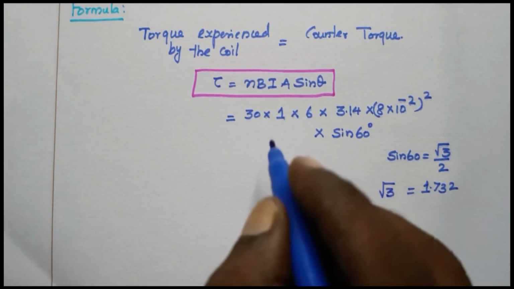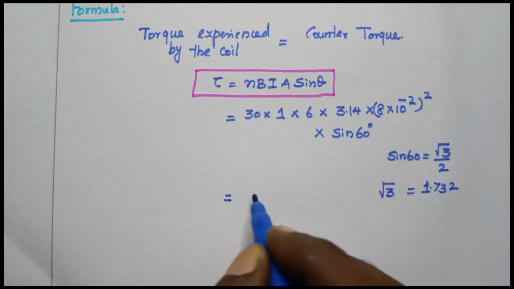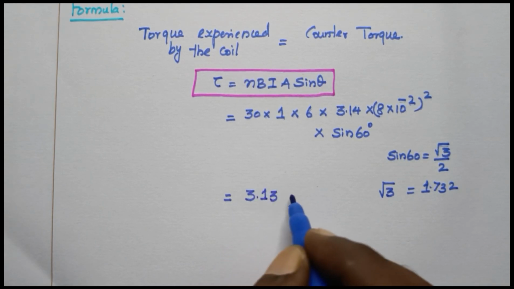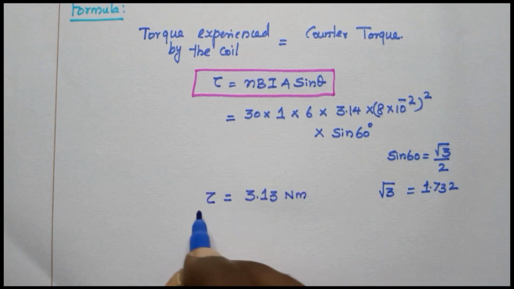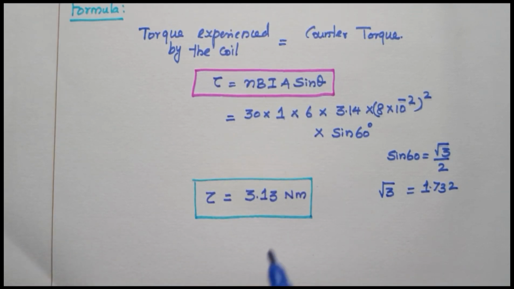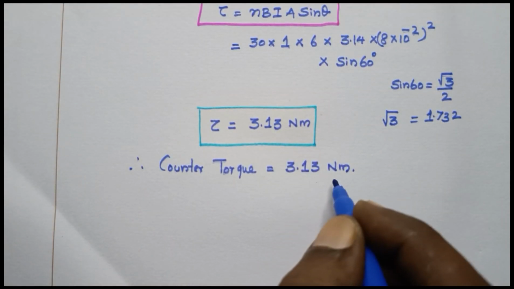So if we substitute all these values, we can get torque is equal to 3.13 Newton meter. Newton meter is the unit of torque. This is the torque experienced by the coil. The same will be the counter torque that must be applied to prevent the coil from turning. So this is the answer for the first subdivision.